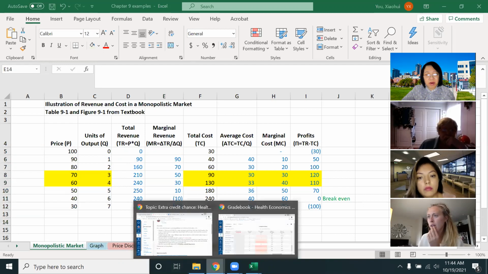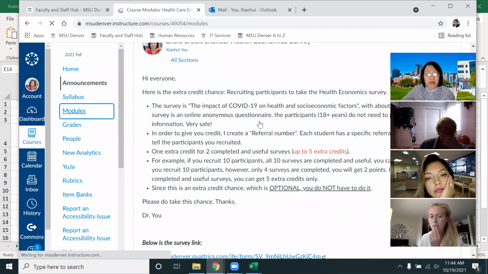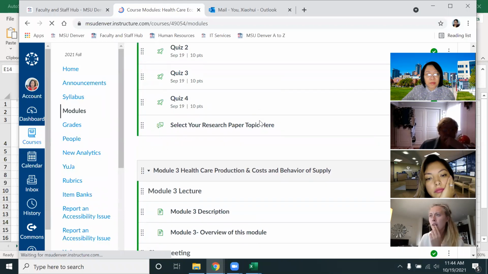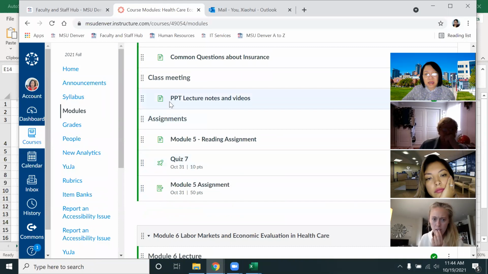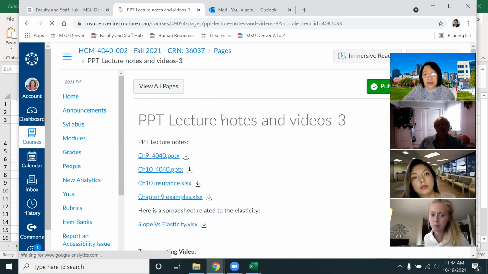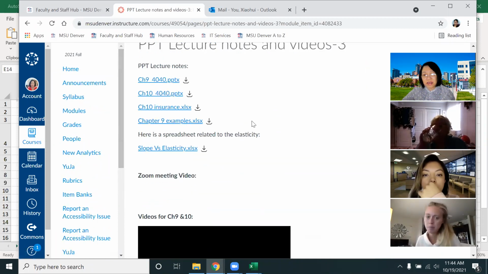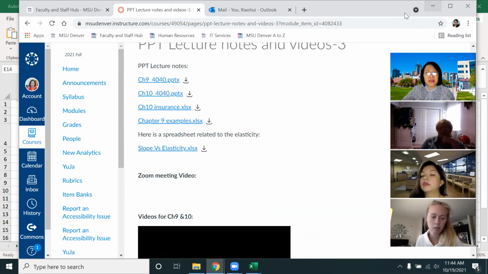This is chapter 9 examples. If you look at module 5, there is a class meeting. A class meeting has a PPT, lecture notes, and videos. If you click it, see, chapter 9 examples. Also download the slope versus elasticity. Okay, thank you. And now let's look at it.